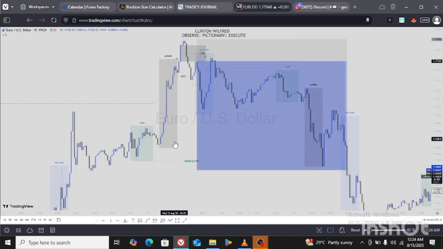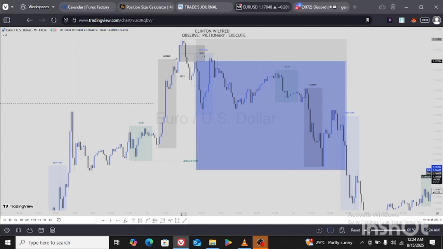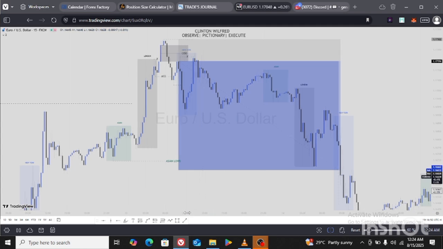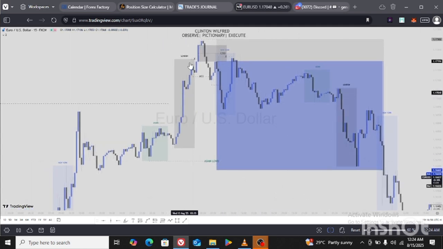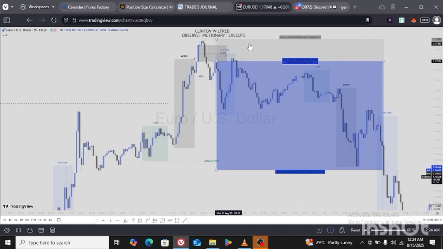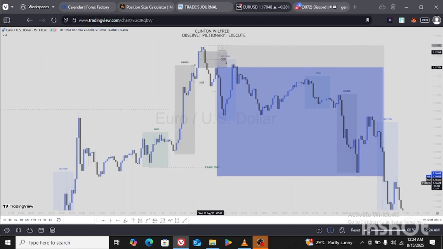Okay, you can see London. We expanded on London and we had the high. We took the London highs, and we retraced back into the range, taking out this low.